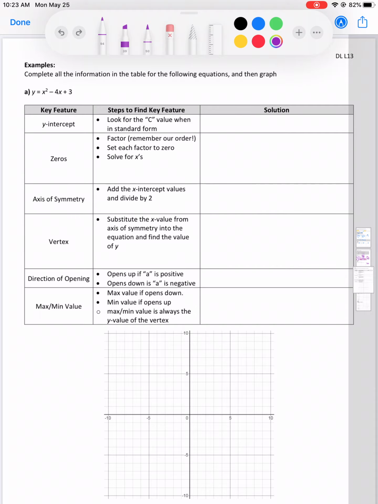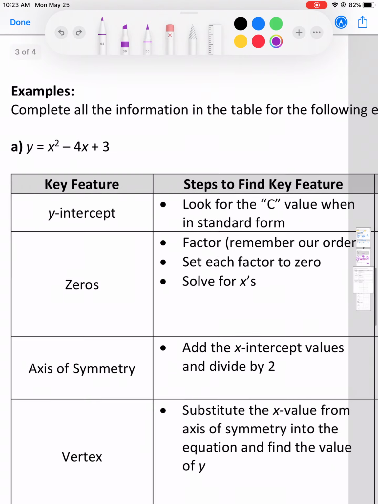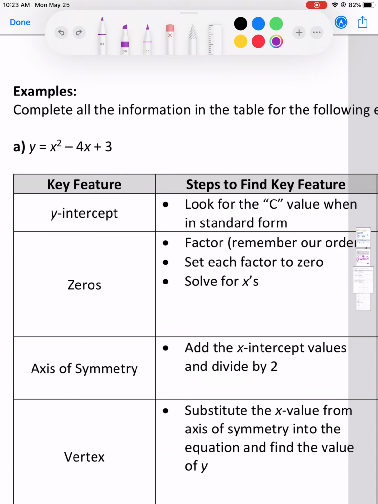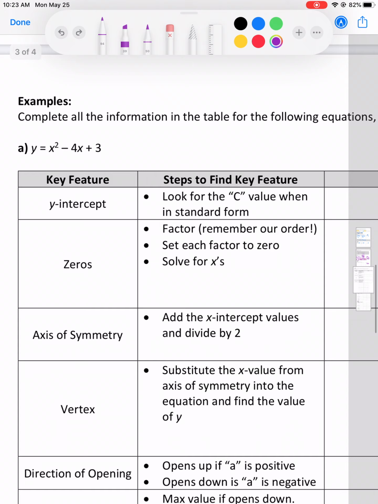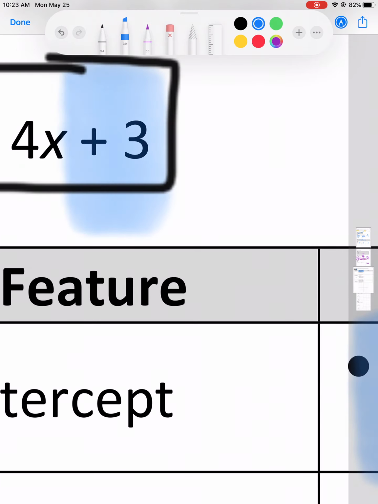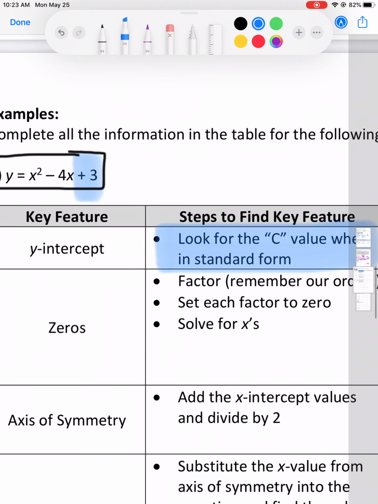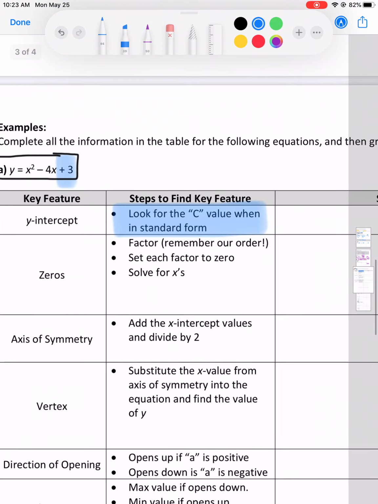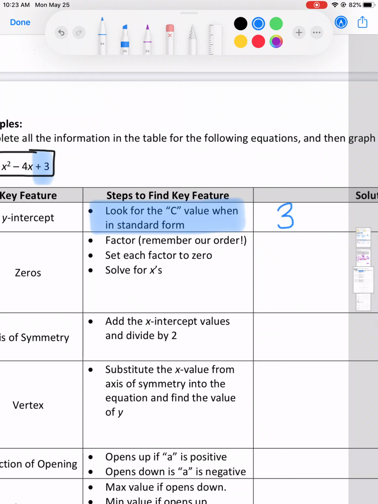Okay. Complete the information. So, first thing I want you to find is the y-intercept. How do you do that? You look for the c value when it's in standard form. Okay, look, our equation up here is in standard form. So, what's our y-intercept? It's 3. That was easy.